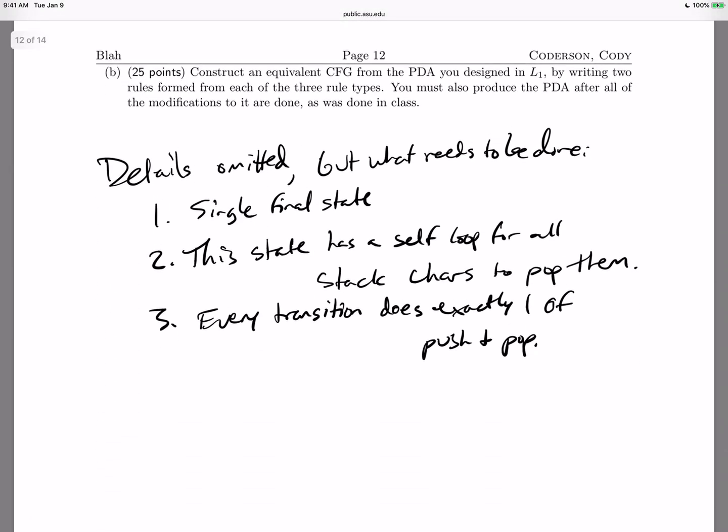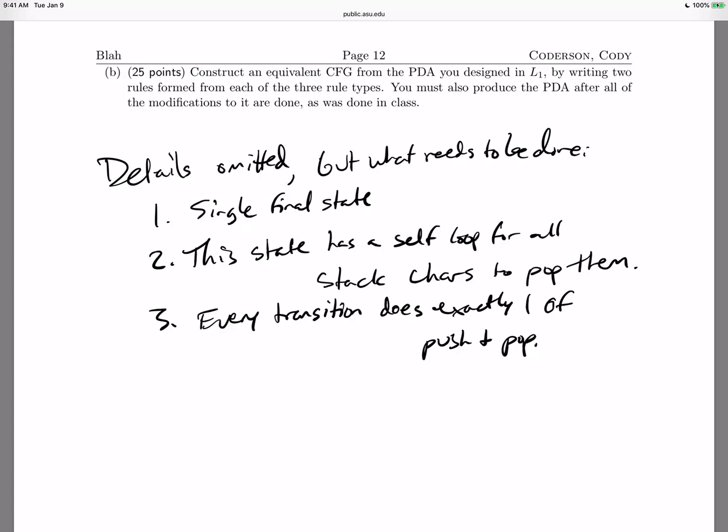So for part B, I'm going to omit the details here because I don't have a PDA to show you. But if you made a mistake in part A, I didn't penalize you in part B. So if you made a wrong PDA before, if you just made the conversion correctly to allow the PDA to be converted to a CFG first, then I just give you full points.